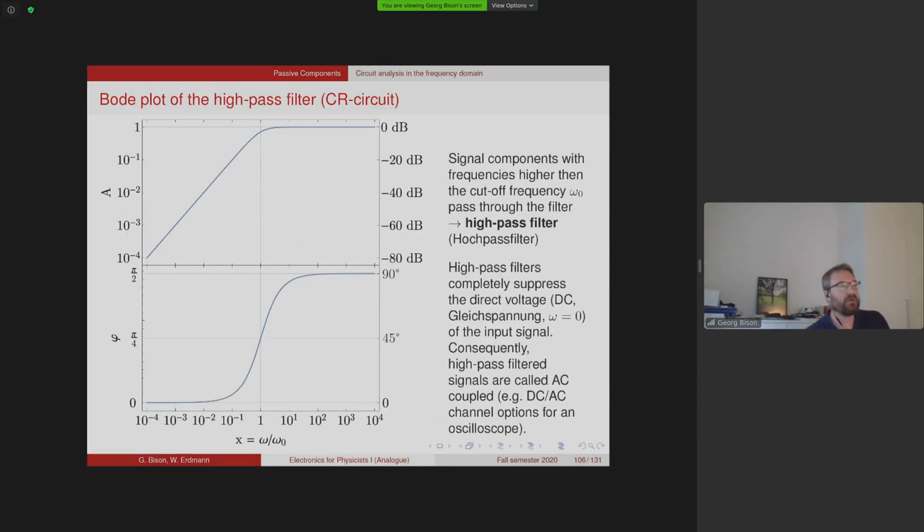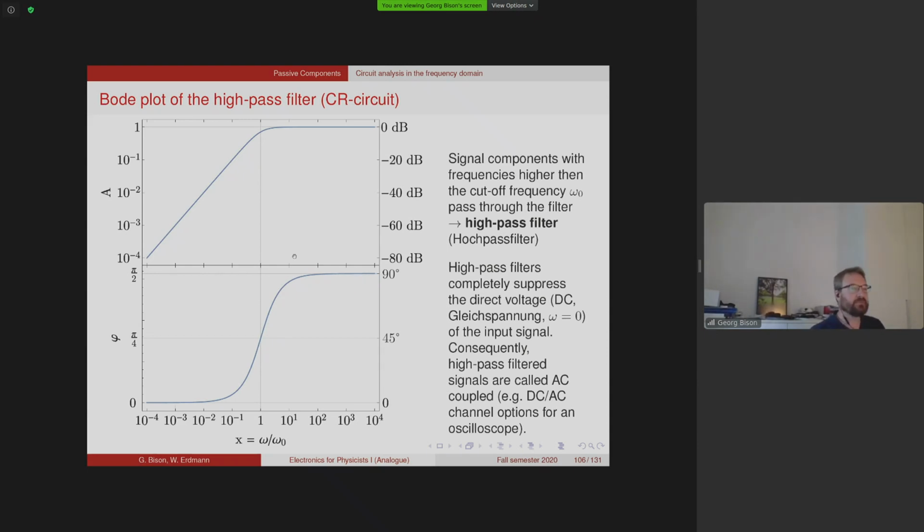Okay, so here we have the Bode plot of the RC circuit. As I said, it rises linearly. In the double logarithmic plot you wouldn't see that it's linear, but it really rises linearly here and then settles off and lets pass through the higher frequency components. The phase shift looks the same as with the low pass filter, simply that we go from 0 not to minus 90 degrees, but to plus 90 degrees.